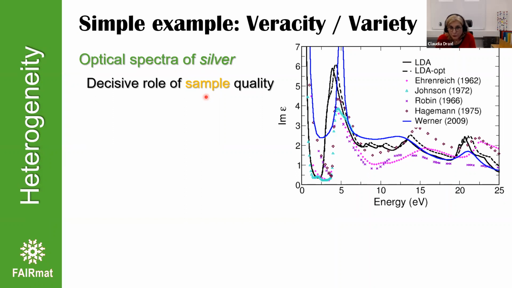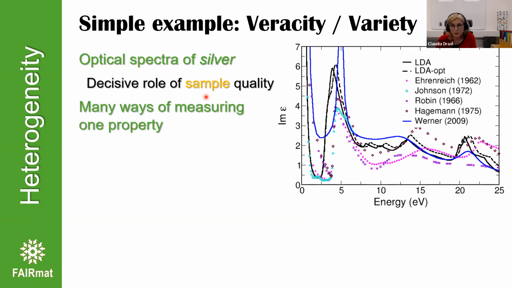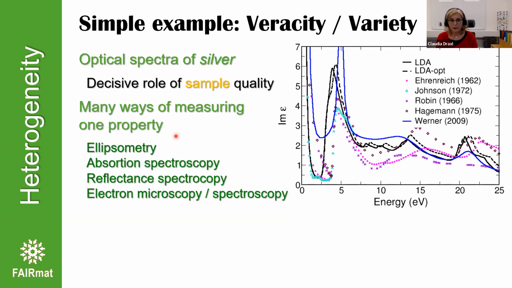Right? So first of all, there are many ways of measuring one and the same property. So optical spectra, I can obtain either from ellipsometry, from absorption, reflectance, or electron microscopy. Interestingly, none of them gives you this spectrum directly. So there's always some transformation step involved, and always some approximation involved in interpreting the raw data. And of course, all of this comes with a certain uncertainty, veracity, right?